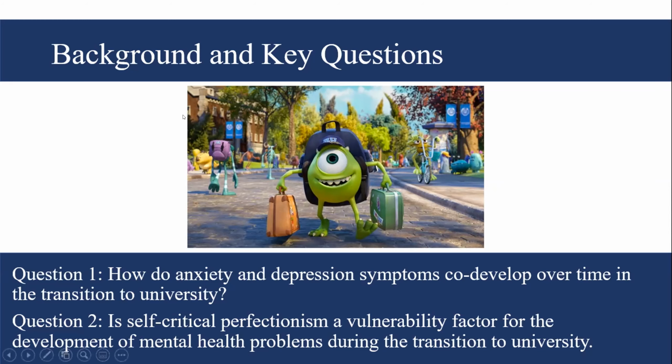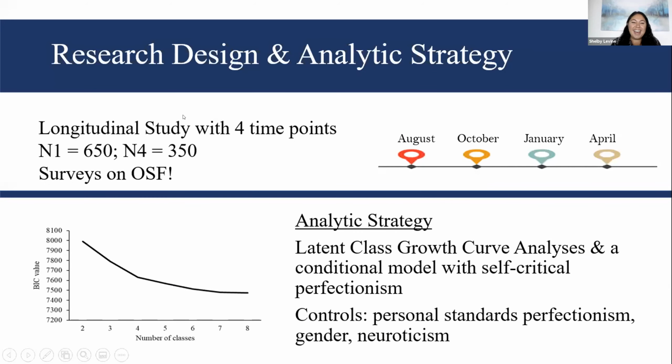So we collected over 650 students, and we started surveying them in August before they started university, and three more time points throughout their first year in university, measuring anxiety, depression, perfectionism, and some other personality and control variables. All our surveys are on OSF if you're curious.